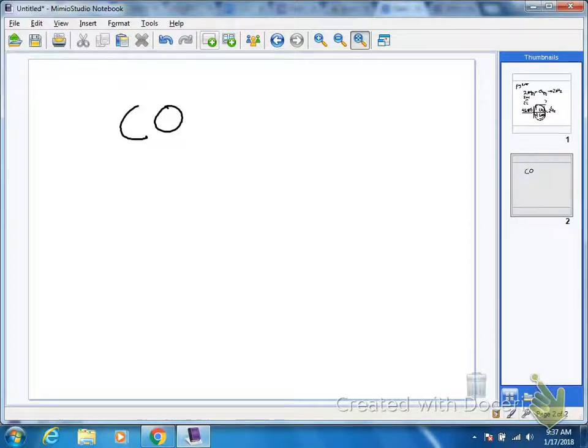Okay? It's going to react with oxygen gas. How do we write oxygen gas? You guys know? O2. Very good. It's diatomic, O2. Alright? It's going to react to make carbon dioxide gas, CO2. You guys go ahead and balance that. See if you guys can balance it.